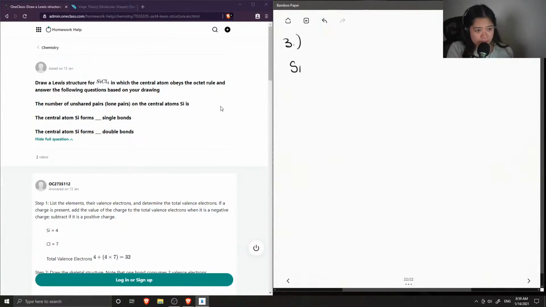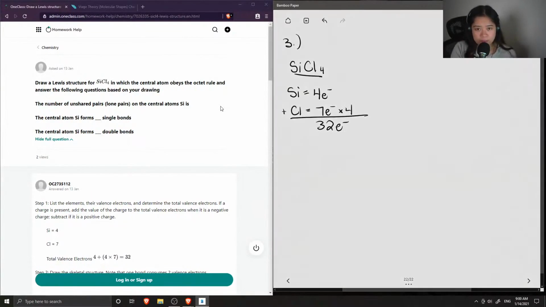So first, let's write the Lewis structure. We need to find the total number of valence electrons for this molecule. For silicon, there are 4 valence electrons. And in the case of chlorine, a chlorine atom has 7 valence electrons, and there are 4 atoms of chlorine. So we get a total of 32 valence electrons.